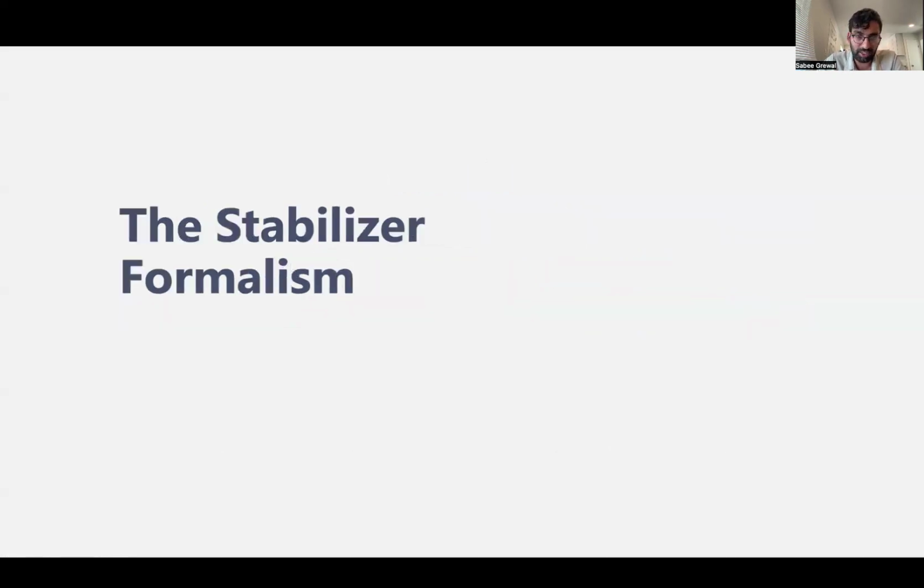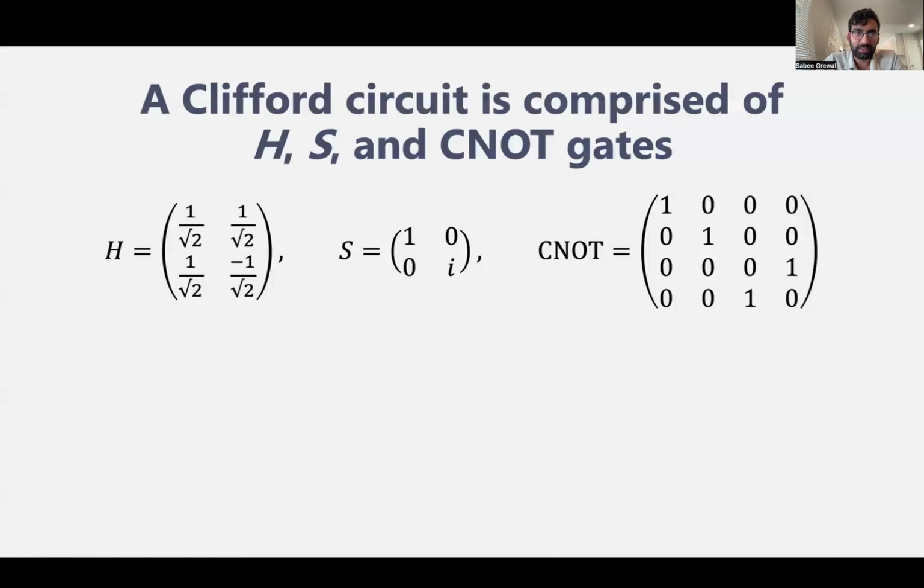Okay, so to do that, we need to talk about the stabilizer formalism. The first thing I want to mention is that Clifford circuits are comprised of Hadamard, phase, and CNOT gates. So any quantum circuit that's comprised of Hadamard, phase, and CNOT gates is called a Clifford circuit. And this is a very special subclass of quantum circuits.